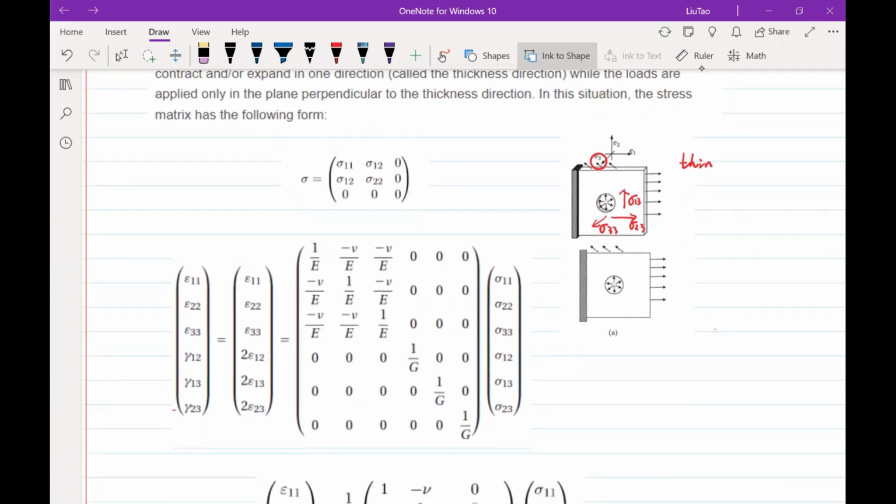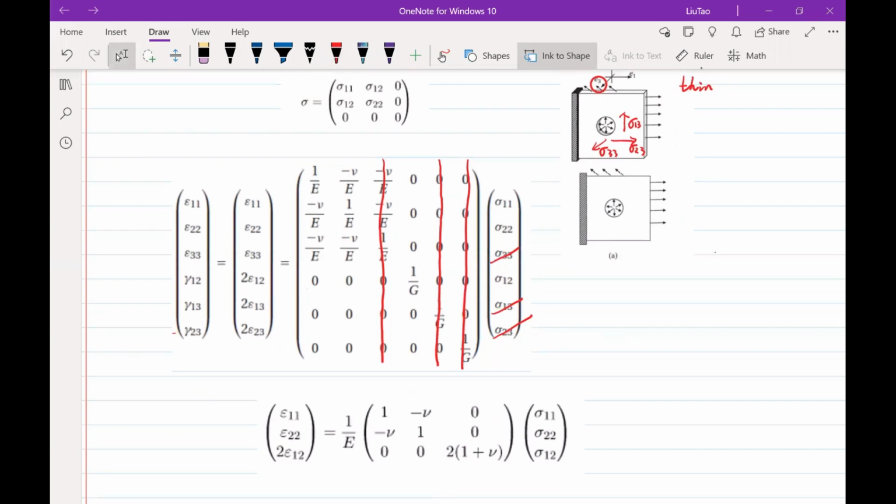And then if we plug the stress state into the constitutive laws for a linear isotropic elastic material, we know that sigma 3,3 is equal to 0, sigma 1,3 is equal to 0, sigma 2,3 is equal to 0. Then we can cancel the third row, the fifth row, and the sixth row.